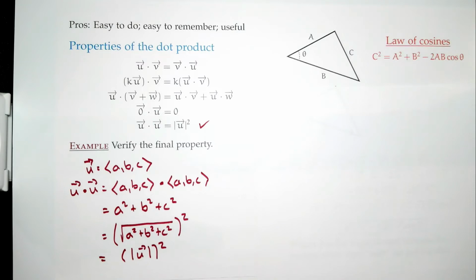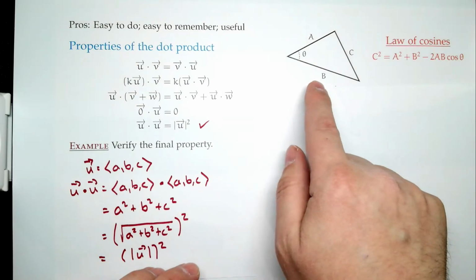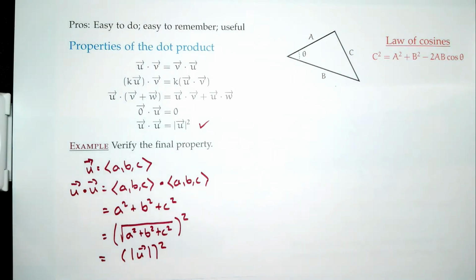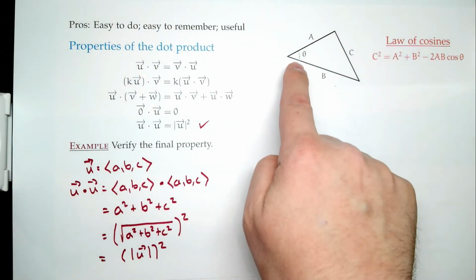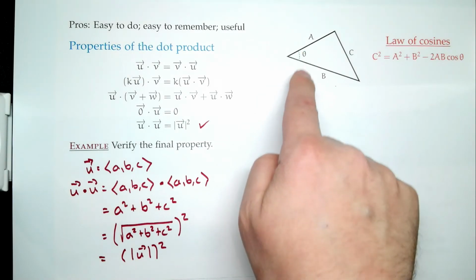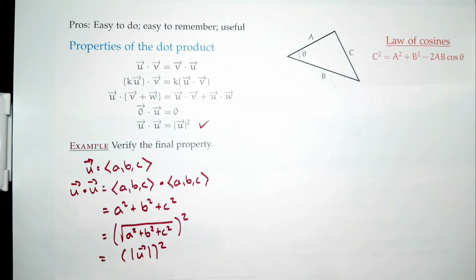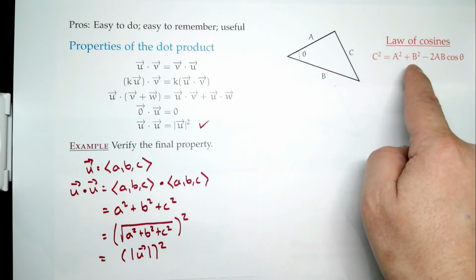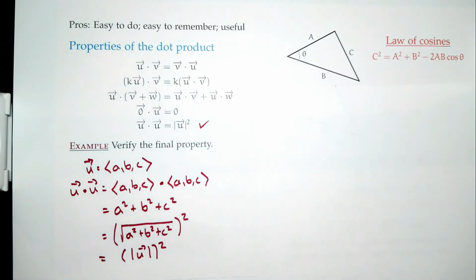And why do I say that? Well, the idea here is if I have a triangle where A, B, and C are the side lengths, and theta is the angle between the sides with length A and B, that C squared is A squared plus B squared minus 2AB cosine theta.